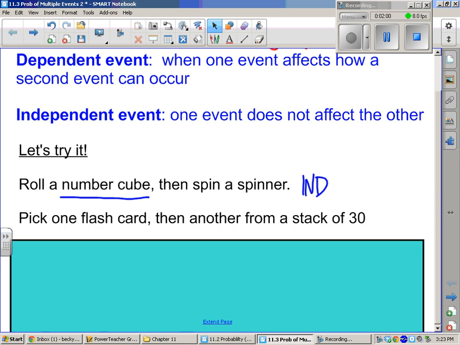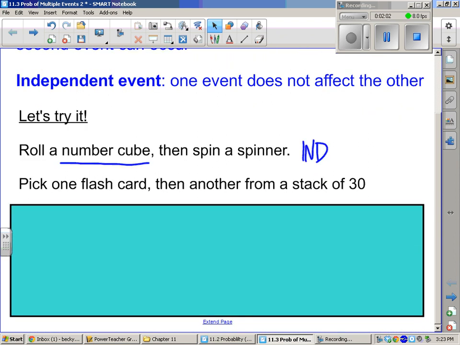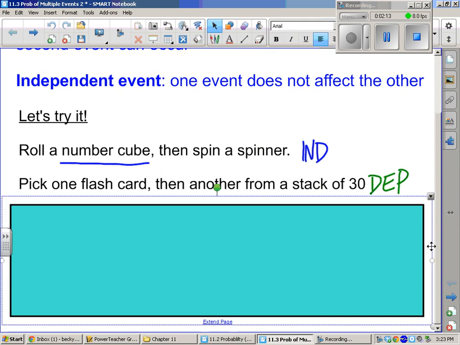All right, next one. So you pick a flashcard, then you pick another one from a stack of 30. Definitely affects the other one. Right, because if you took one out, now there's only 29, so your probabilities are going to change because your total has changed.